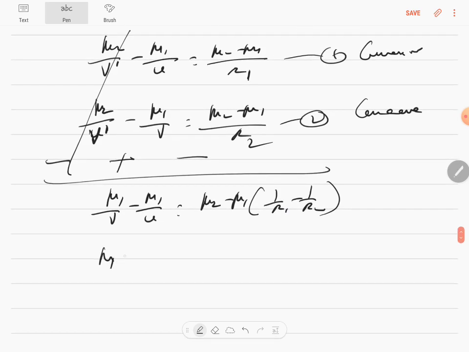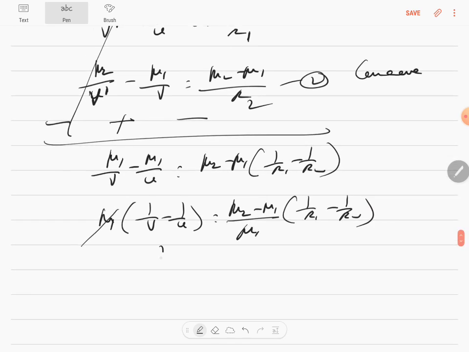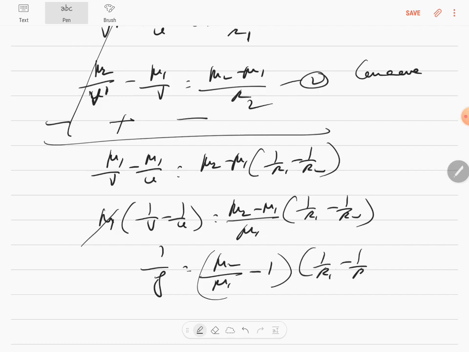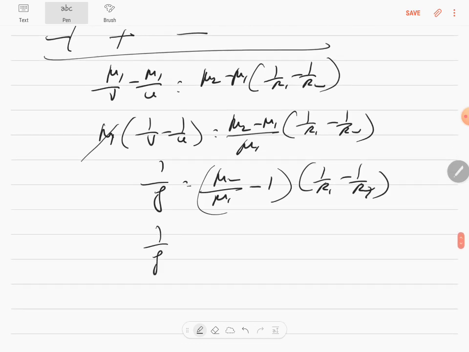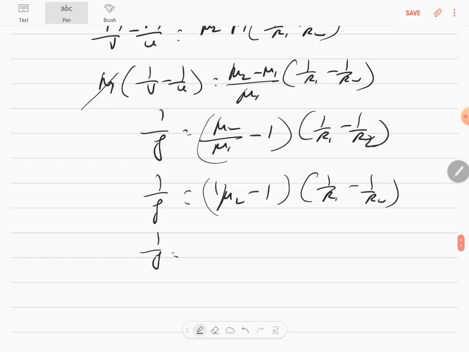From here you can take the mu 1 out, 1 by V minus 1 by U is equal to mu 2 minus mu 1 into 1 by R1 minus 1 by R2. You can bring the mu 1 to denominator here. Write this as 1 by F, because by lens formula 1 by F is equal to 1 by V minus 1 by U. Split this up, mu 2 by mu 1 minus 1 into 1 by R1 minus 1 by R2. So 1 by F itself is therefore mu of 2 with respect to 1 minus 1 into 1 by R1 minus 1 by R2. Thus the lens maker's formula, in general they'll say mu minus 1, which is understood that's 2 with respect to 1, which is 1 by R1 minus 1 by R2.